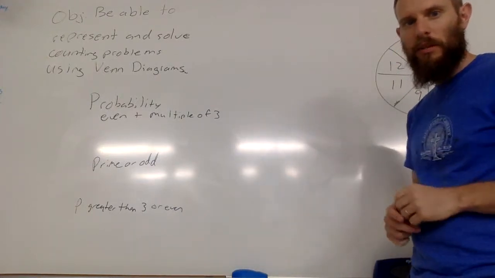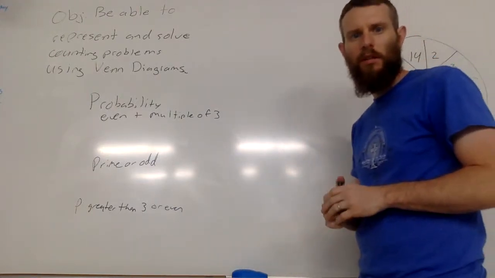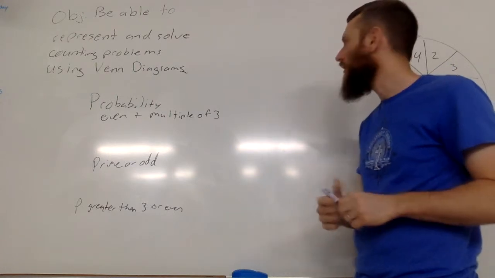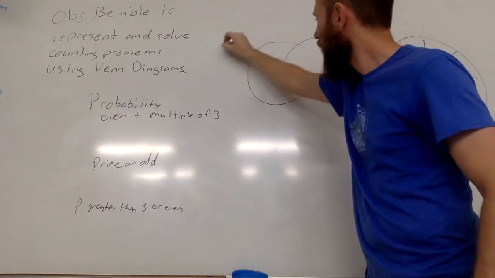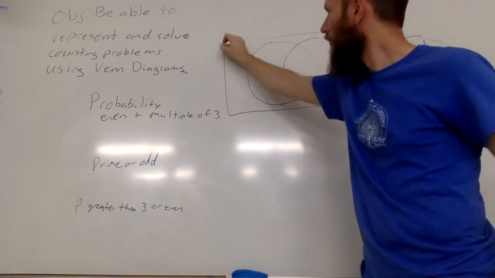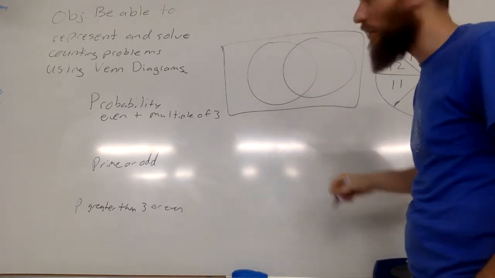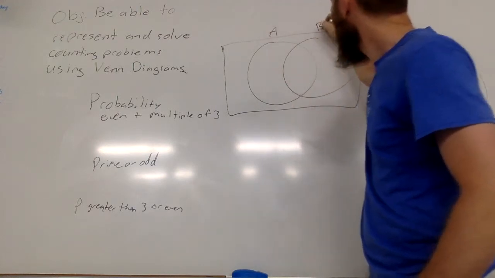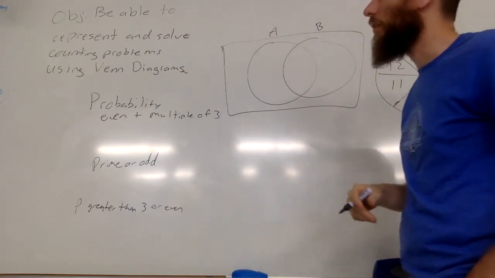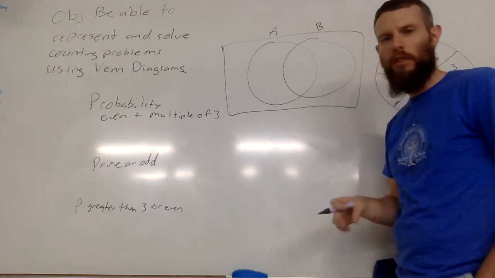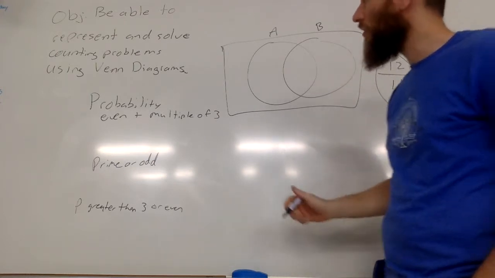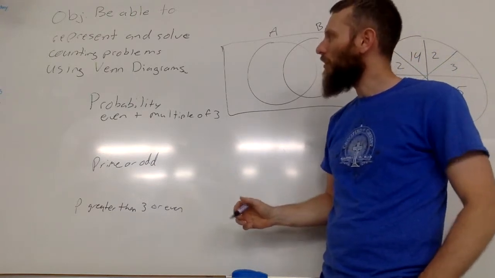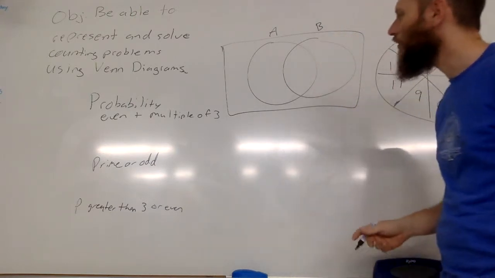Okay, in this video, the objective is to be able to represent and solve counting problems using Venn diagrams. If you remember, here's a Venn diagram, right? And so you have event A, event B, and these are also typical overlapping or disjoint events. Anyway, let's do a few examples. You can see what we're talking about, how you would solve these using a Venn diagram with two events.